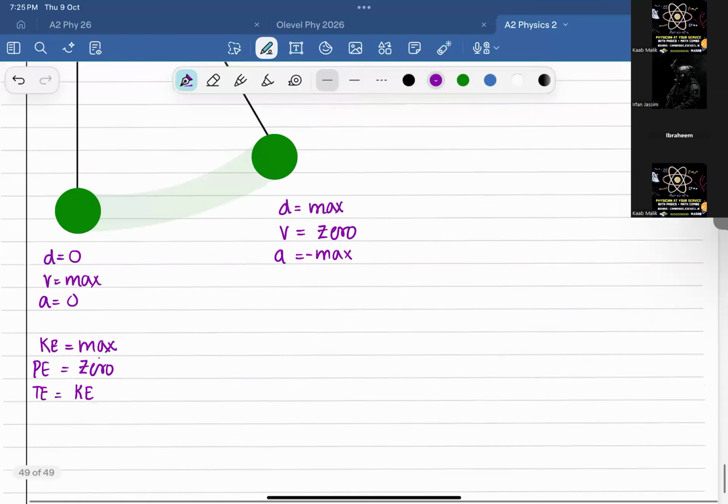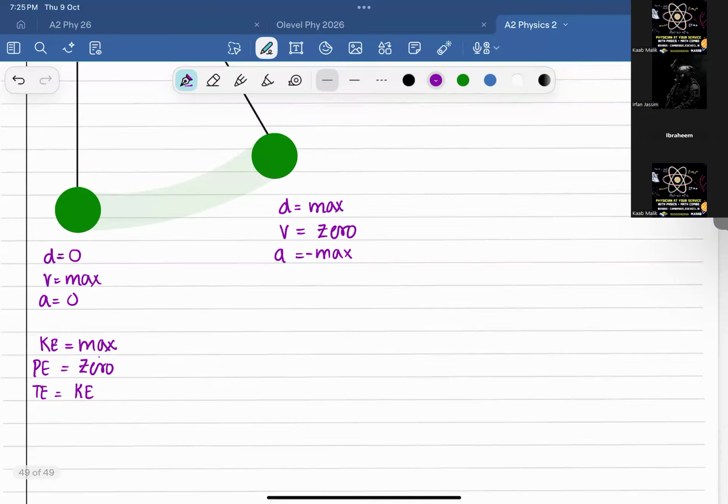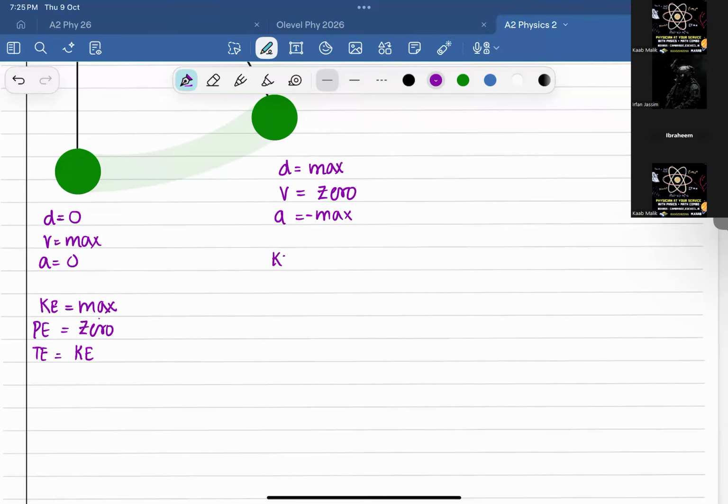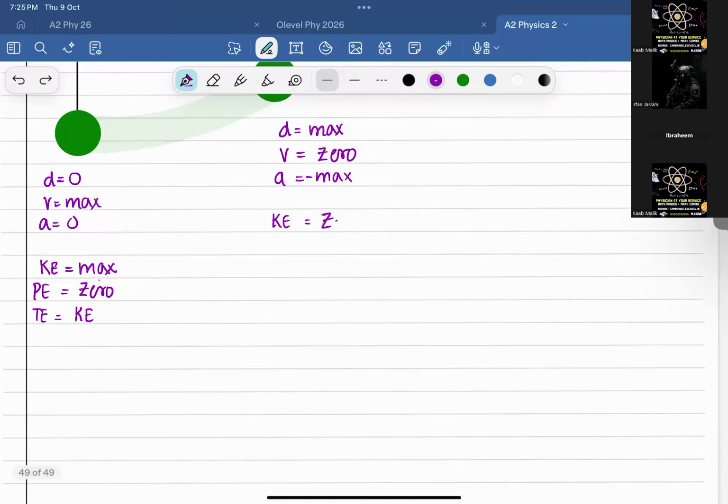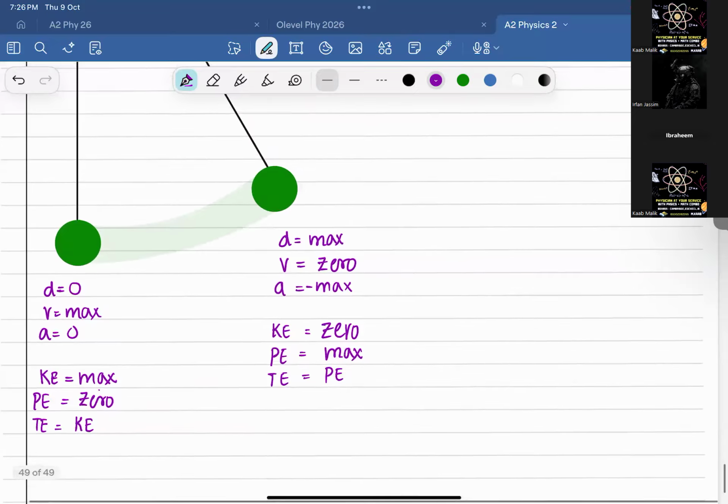Now, the second thing is if we talk about this one. For this one, the kinetic energy is going to be zero, and the potential energy is going to be maximum, and the total energy is going to be in the form of potential energy, right? So total energy is in the form of the potential energy. So these are the two extreme positions, right?